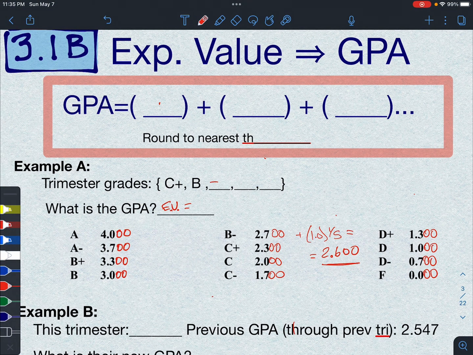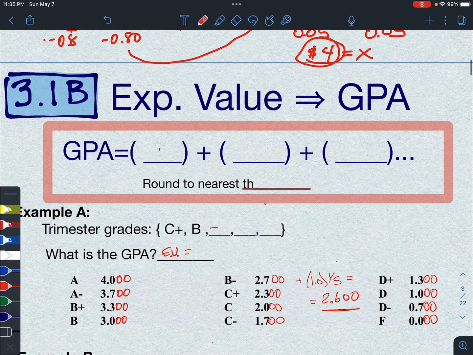Lesson 3.1b, expected value. This is with regard to GPAs, your grade point average. So what's changing today is not a whole lot. Instead of having a weight, we're going to have a grade; instead of a value, you're going to have a grade. And instead of a probability, you're going to have a weight. So we have a grade in each piece and a weight that corresponds to it. Again, these are probably going to be different grades, and these very well may be different weights.